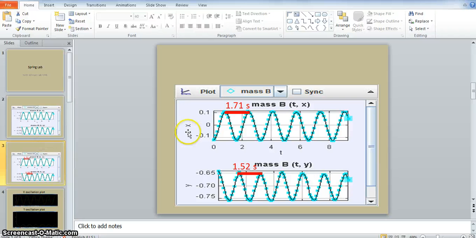Using this, we can calculate the frequency of oscillation. The frequency of oscillation in the X direction is 1.71 seconds, and in the Y direction is 1.52 seconds. This is found by looking at data points at the top of two adjacent peaks.